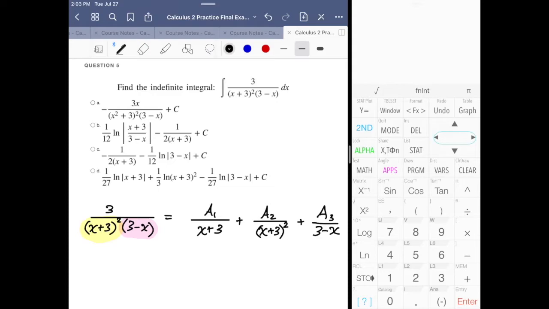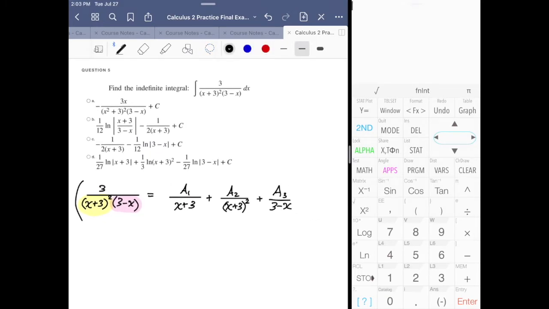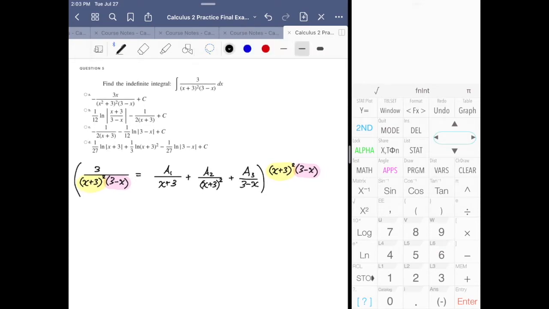So what we're going to do is multiply everything by our common denominator. That's going to wipe out all the components of the denominator on the left. We're going to be left with the a sub 1, we'll be left with an x plus 3 and a 3 minus x. A sub 2 will be left with a 3 minus x. And a sub 3 will be left with an x plus 3 squared.